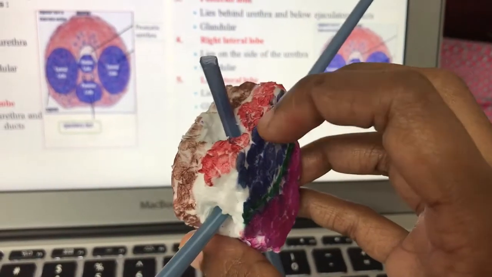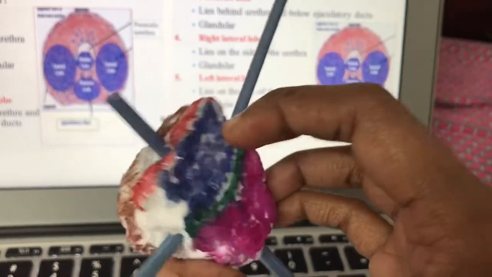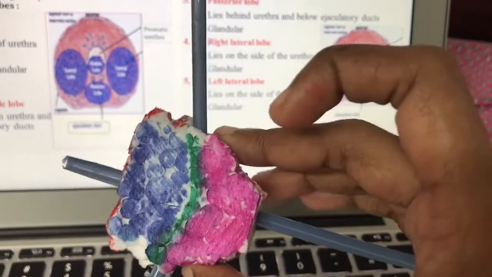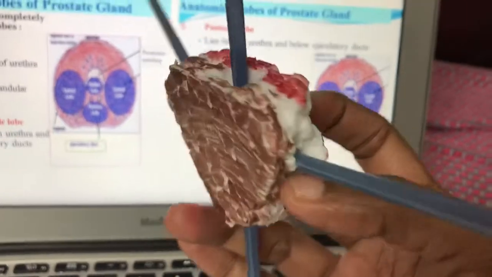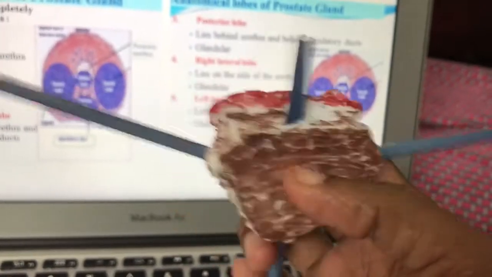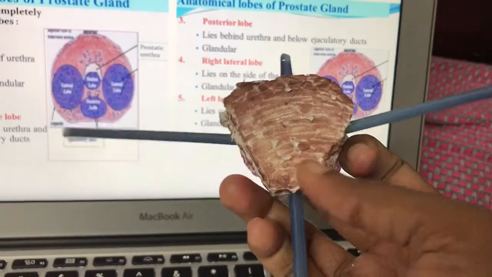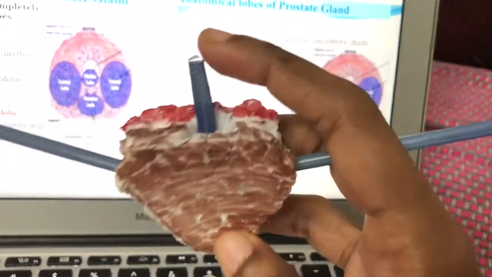So between the anterior and posterior lobe, just above the ejaculatory duct, this is the third lobe called the median lobe, and the fourth one is on both the sides. These two areas below the ejaculatory duct are called the lateral lobes. So again I repeat, number 1, in front of the urethra. The urethra is passing through this only. Next to that it is entering into the penis. So this is the prostatic urethra which is going inside.